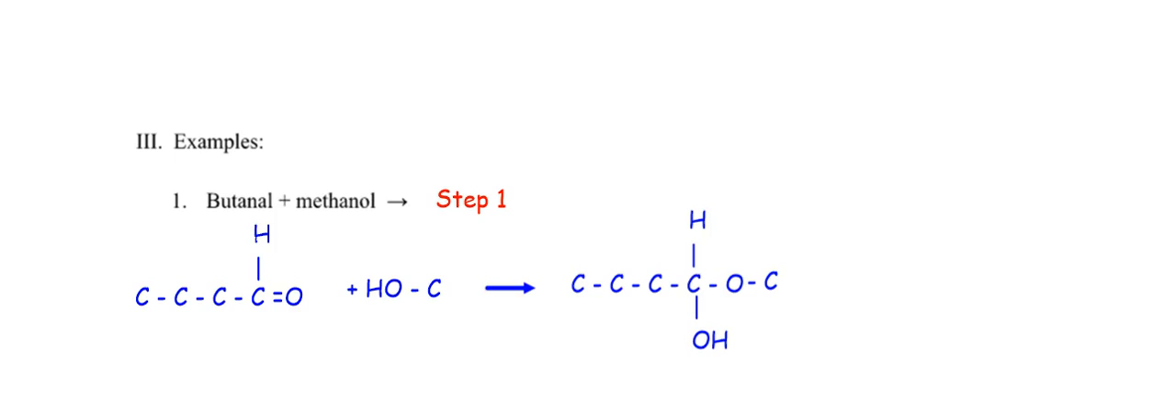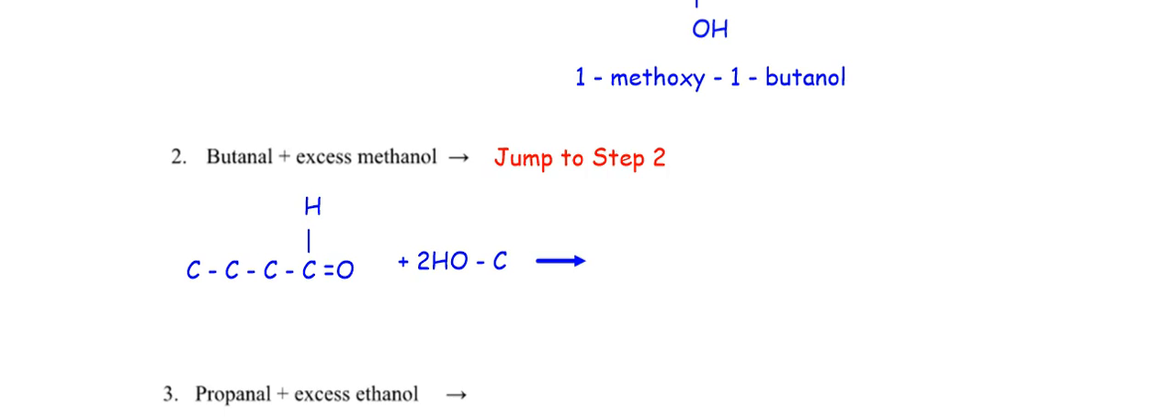By the way, how do I name this? Good question. I have one methoxy, one butanol, OL. Okay, so now what? What's my final product here? All right, I end up with my two ether groups. All right, so once again, how am I going to name that? Go for it.